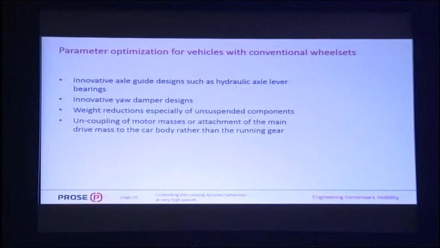Now, what can we do to optimize the parameters of conventional wheel sets? We could integrate hydraulic axle lever bearings so they adapt, or the stiffness is changed. On a straight track you have a high stiffness, and in curves you have a lower stiffness. You could use innovative yaw damper designs. I will come back later to that. Or in general, you could reduce the weight of your unsuspended components, or you even could put your motor in the car body rather than have it in the running gear. All this reduces the masses and consequently the forces.